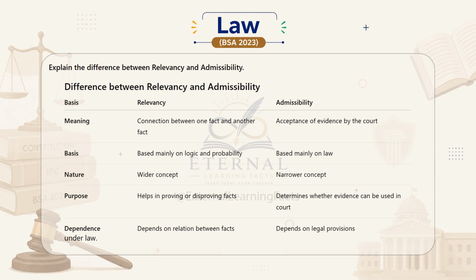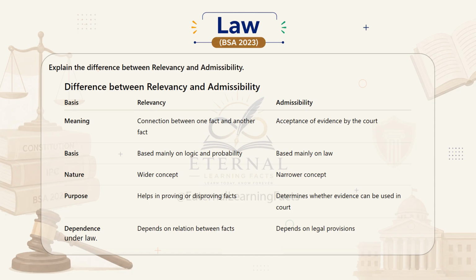First, meaning. The meaning of relevancy is the connection between one fact and another fact, while admissibility means acceptance of evidence by the court. The basis of relevancy is mainly logic and probability, while admissibility is based mainly on law. The nature of relevancy is a wider concept, while admissibility's nature is a narrower concept. The purpose of relevancy is to help in proving or disproving facts, while admissibility determines whether evidence can be used in court.